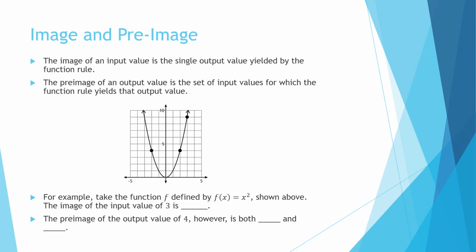All right, now let's talk about 2 definitions: image and pre-image. Basically, image is if we have an input value, right? The image of an input value is going to be your single, because every input has only one y value or output value that is yielded or given or produced by the function rule.